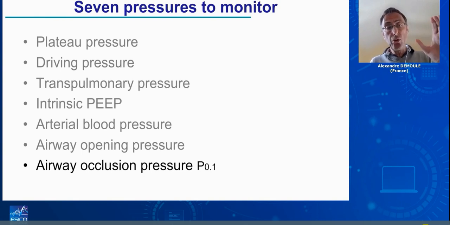So all those plateau pressure, driving pressure, intrinsic PEEP, and airway opening pressure, usually they're monitored in patients who are passively mechanically ventilated with a control mode. Airway occlusion pressure is interesting in patients who trigger their own ventilator. Why? Because this is a measure of the drive. It's a surrogate of the respiratory drive. So it's interesting in patients who are actually triggering their ventilator.